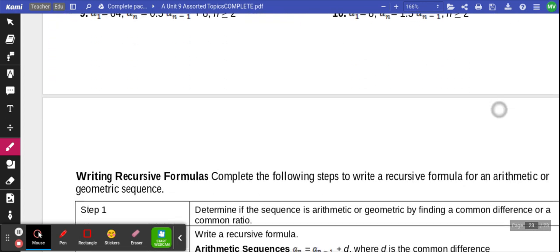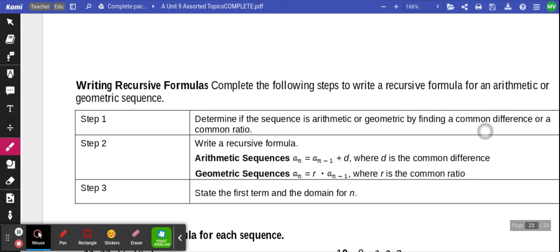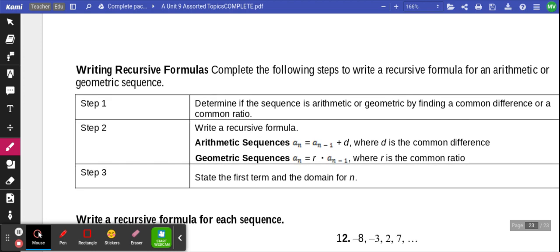Now we need to talk about writing recursive formulas. So complete the following steps to write a recursive formula for an arithmetic or geometric sequence. Step 1, determine if the sequence is arithmetic or geometric by finding the common difference or common ratio. And we're going to write the recursive formula.